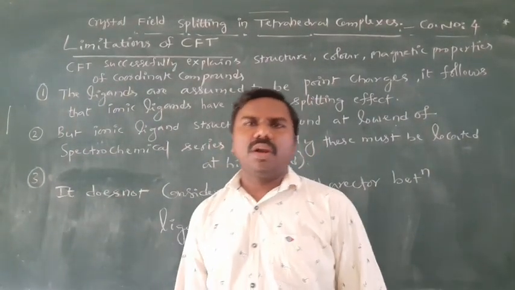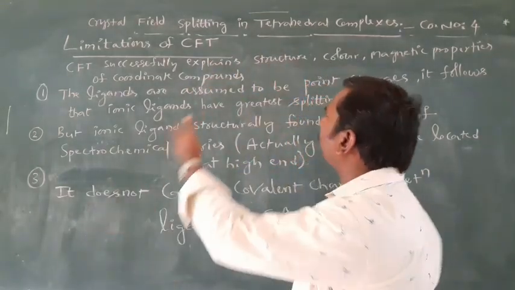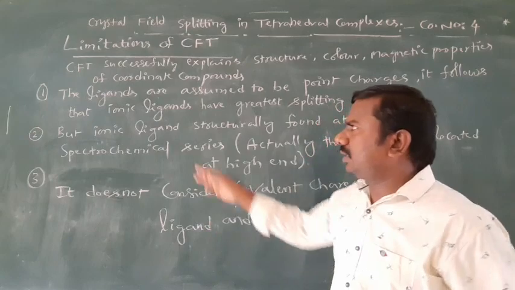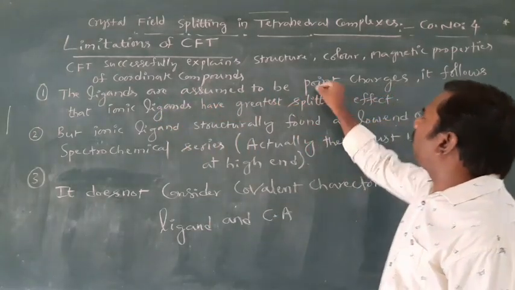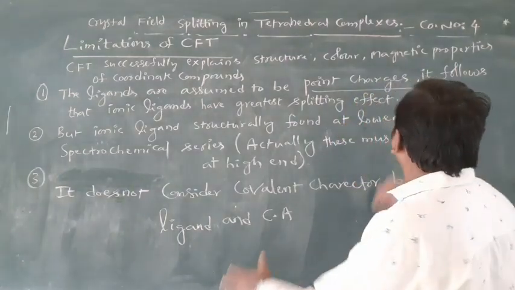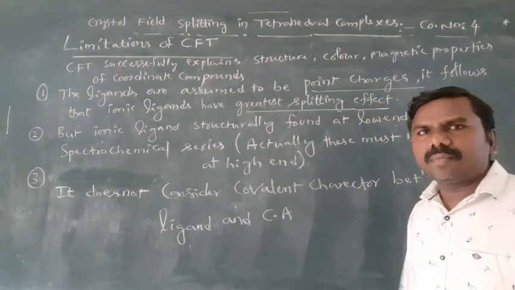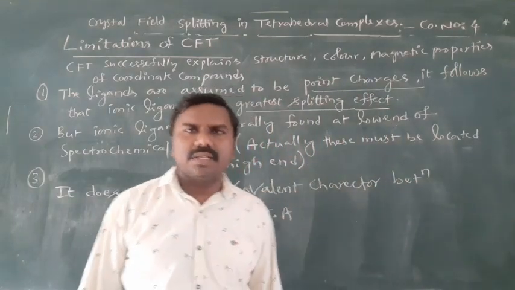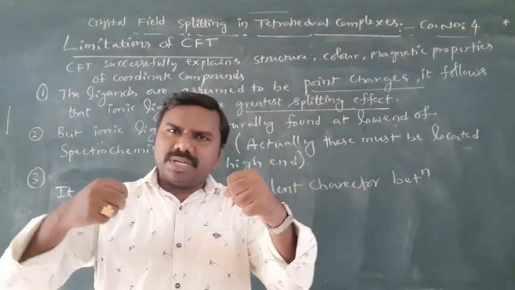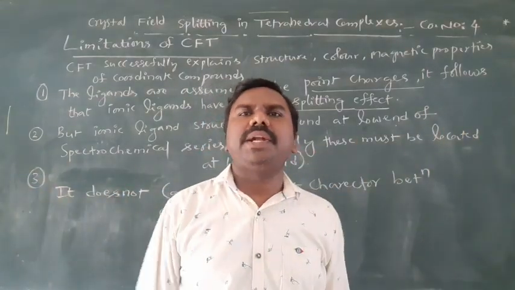Students, drawbacks or limitations in CFT. It explains successfully the formation of complex compounds, structures, color, magnetic properties. But ligands are assumed to be point charges, especially negative ligands. Obviously, ionic ligands have the greatest splitting effect. Point charges means negative charge located near the central atom, which has the greatest repulsion, nothing but a splitting effect.